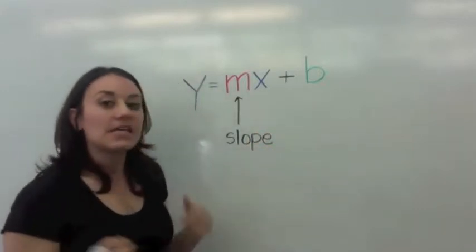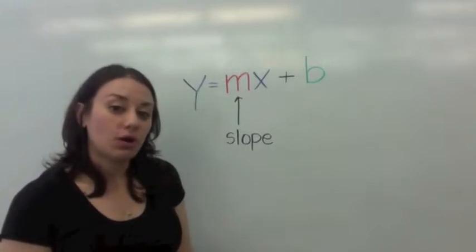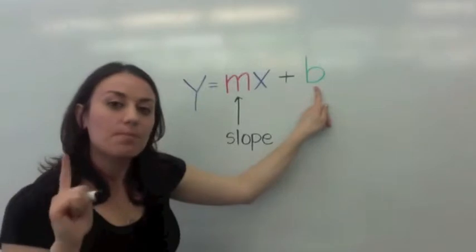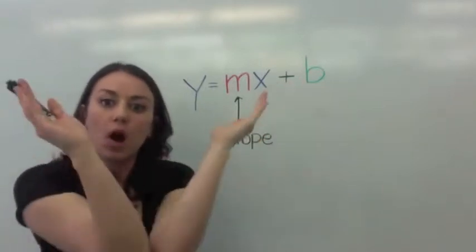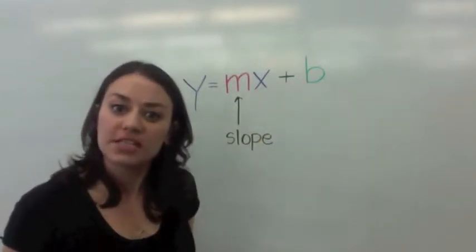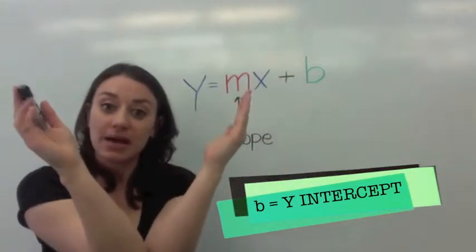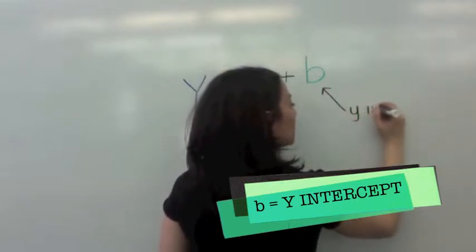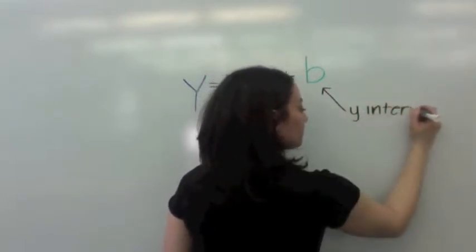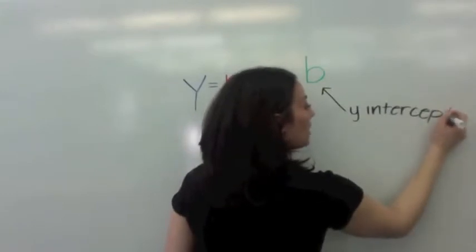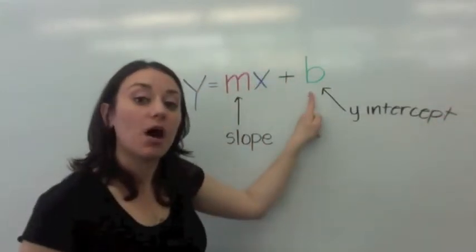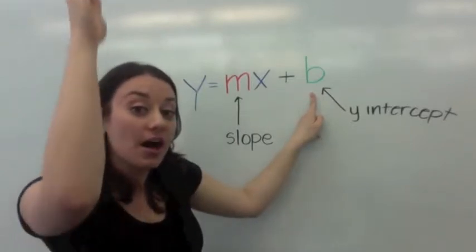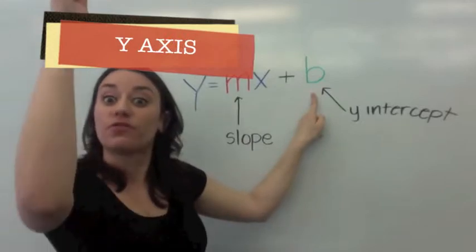Okay. The other letter that we want to look for, which will be represented as a number, is the letter B. Now, B is actually the y-intercept. Which intercept is it? The y-intercept. That's right. So B will be the y-intercept. This means it will be a number that you have to find on which axis. Which axis do you think the y-intercept is on? The y-axis, which is the vertical axis.